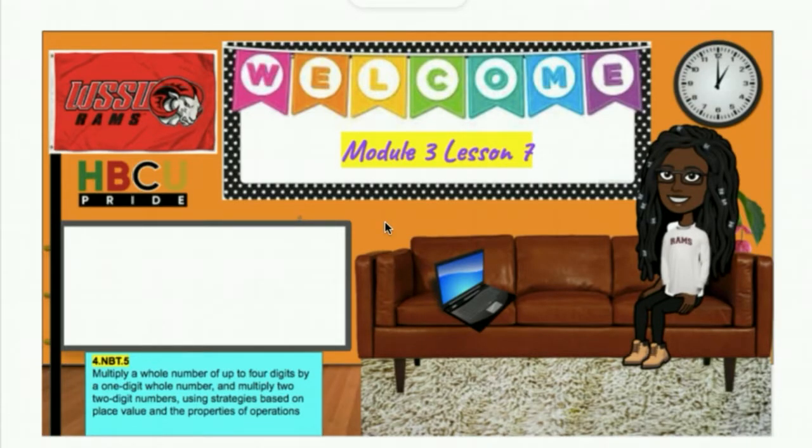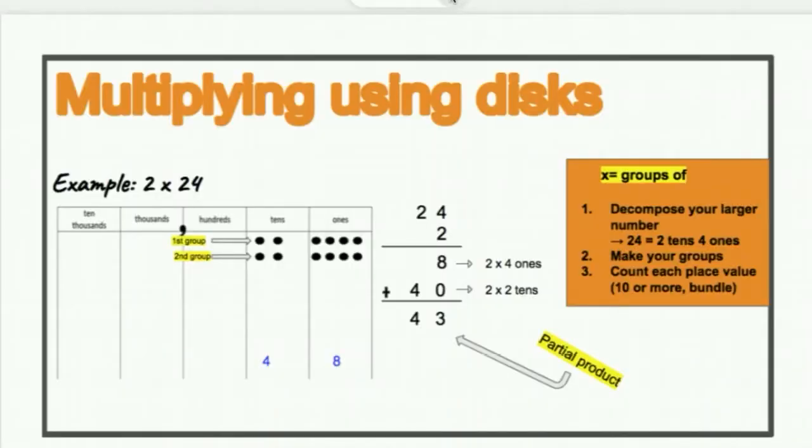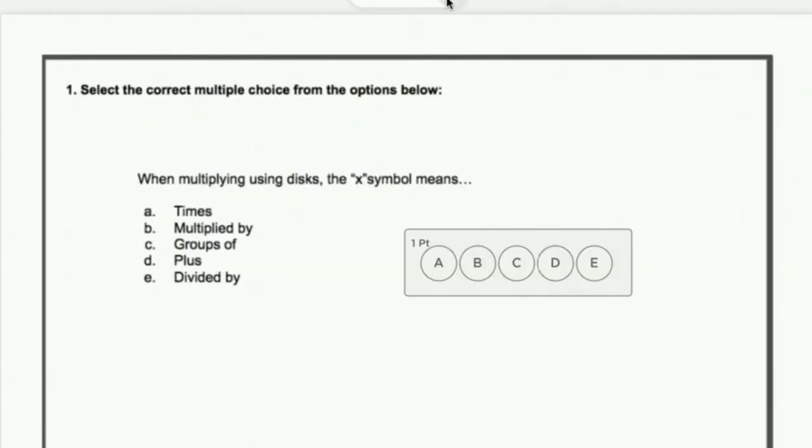Hey you guys, and welcome back to yet another video. In today's video, we are focusing on Module 3, Lesson 7, where we're going to continue multiplying using discs. However, we are also going to incorporate a new method for multiplying, and it's called partial product. So as you guys can see on my screen, a partial product is finding part of your product and then the other part of your product, and then combining those two parts or more in order to find your total product. Let's go ahead and apply this to our first problem.